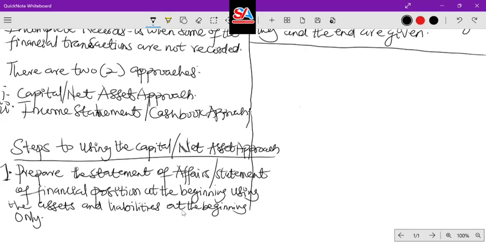Let me continue here. Point 2. What is the next step? Using the assets and liabilities at the beginning only, find the opening capital, or the capital at the beginning.